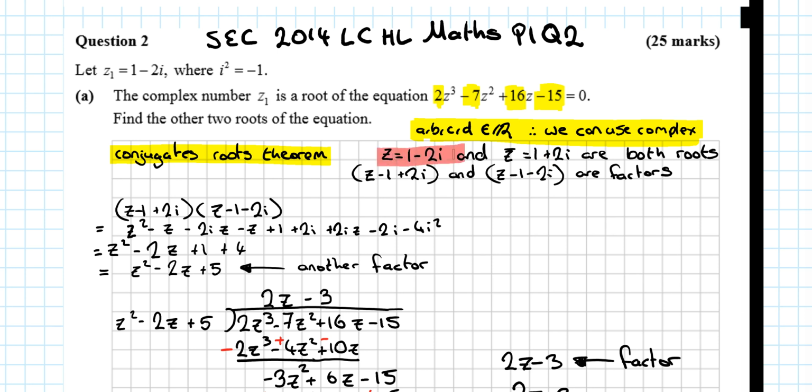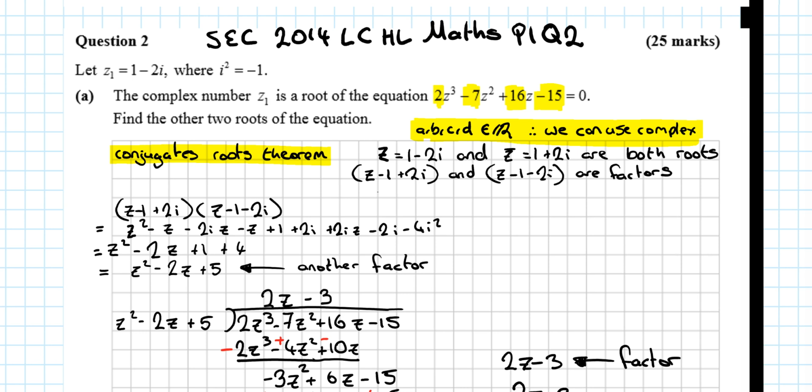They are both roots. So if both of these are roots, then a follow-on is that both of these are factors. And remember, I'm getting the factors from, for example, if z is equal to 3 was a root, then the factor would be z minus 3. So you can see the relationship here. I've subtracted 1 and added 2i to both sides to get this one, and I've subtracted 1 and subtracted 2i from both sides to get that factor.